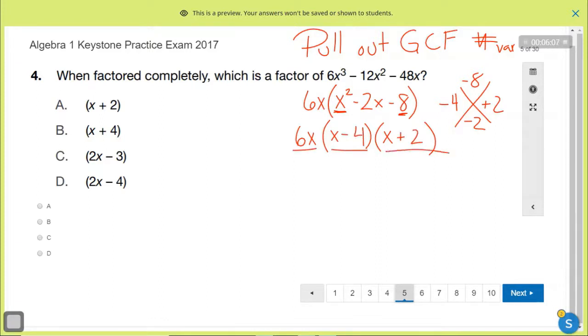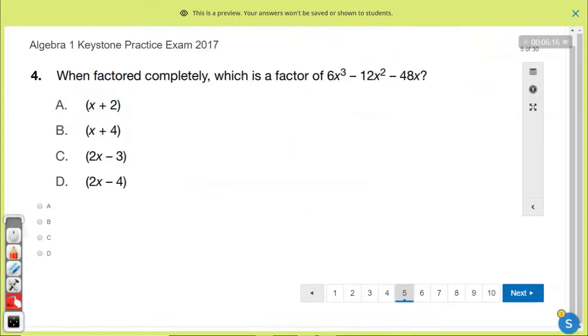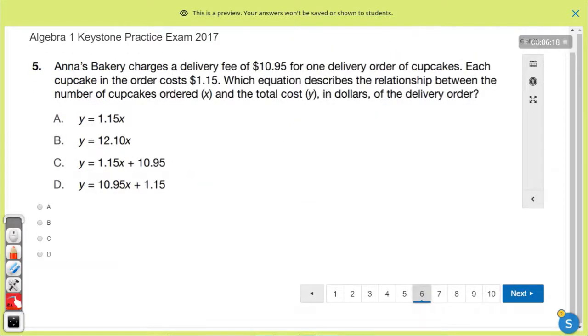Which of these three factors is seen over here? All right, well, let's take a look. It happens to be my first one, A. That is the one that is seen over here at the side. Next question.